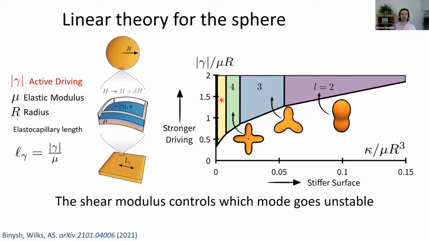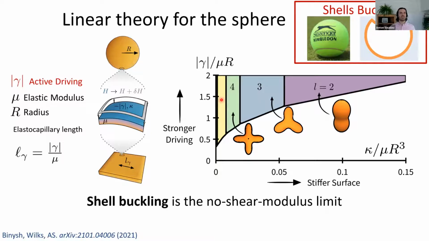And you can contrast this sort of shape change for a 3D object due to active surface driving with other mechanisms. So for example, one common shape change mechanism is the buckling of shells, right? There, of course, that corresponds to having a zero shear modulus inside of the shell, right? There's no bulk elasticity there. And that corresponds to this limit, going to the top right part of the phase diagram. So you don't have this control over shape in the same way.